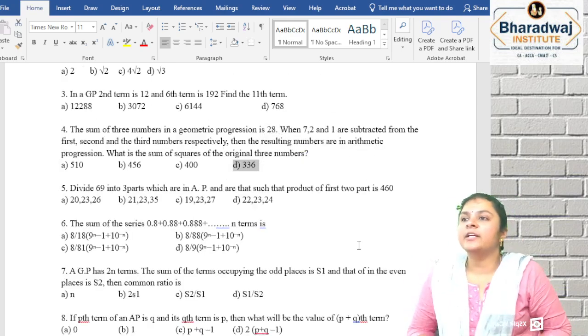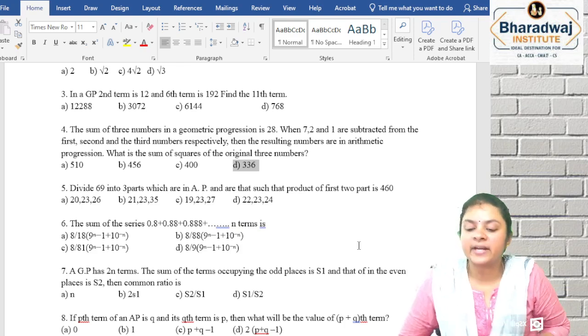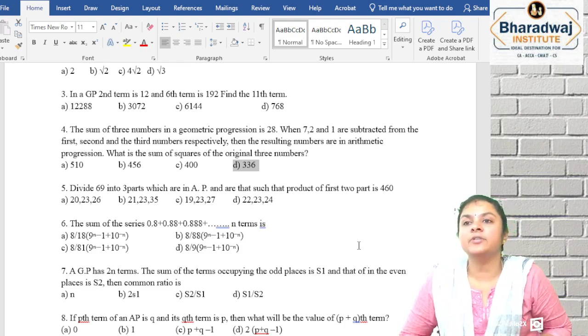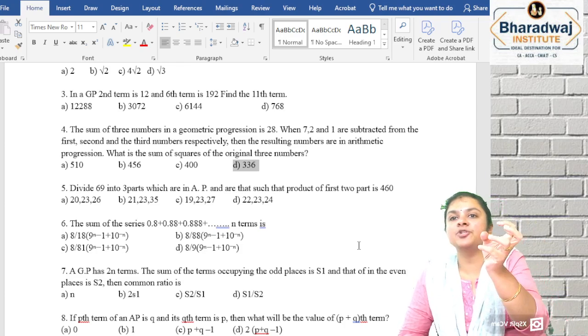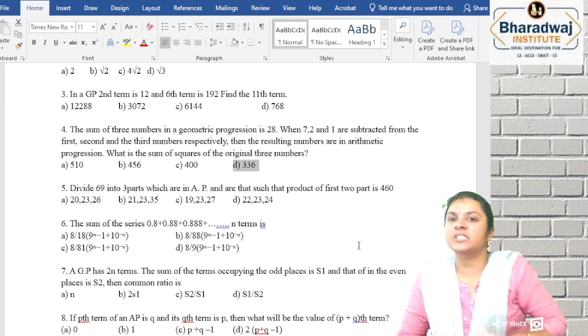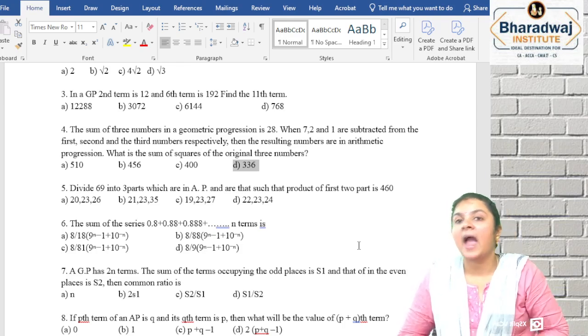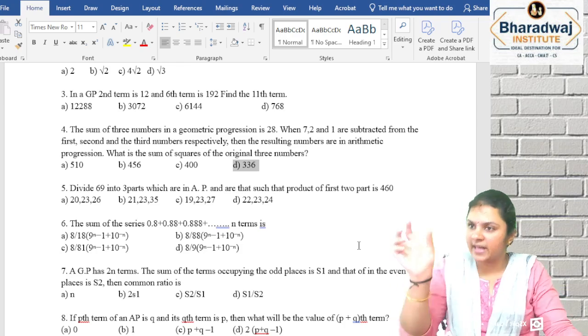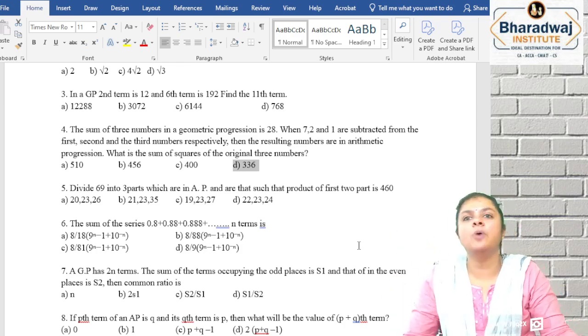Fifth one. Can I continue? Divide 69 into 3 parts in an AP such that the product of the first two parts is 460. Now when they say divided into 3 parts, it means the total of the 3 parts should be equal to 69. And the 3 numbers should be in AP. Just derive the basic formula, then you can even do option testing.